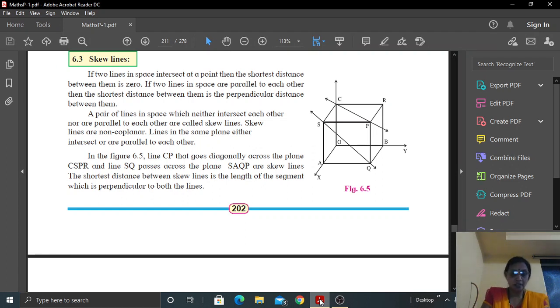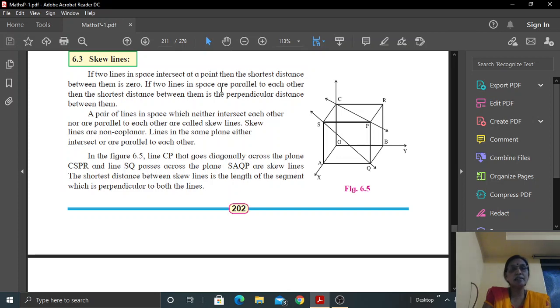Good morning everybody. Today we are going to discuss skew lines. Let us see first the definition of skew lines. Before going to study the skew lines, see here the introduction. If two lines in a space intersect at a point, then the shortest distance between them is 0. Means if two lines intersect in space, then the shortest distance between them is 0.